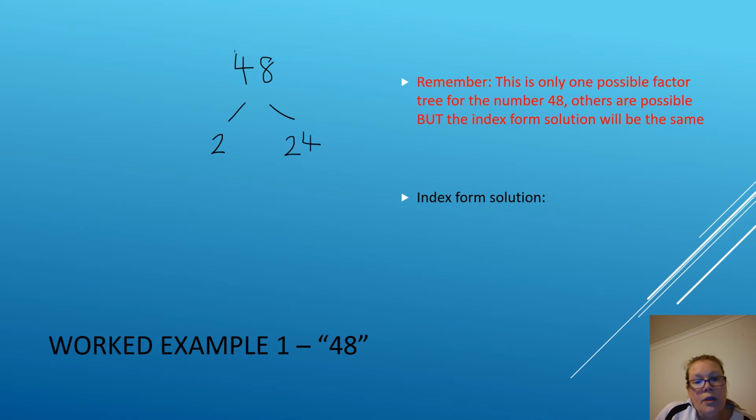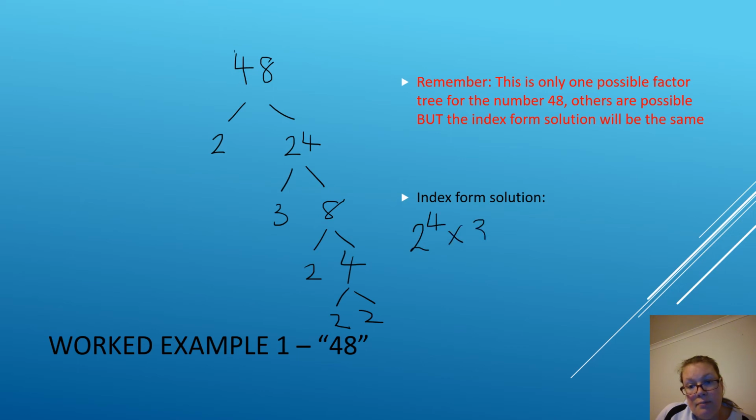24, you could have 3 and 8. Let's do 3 and 8. And then you're going to end up with 2 and 4, and then you're going to end up with 2 and 2. So your index simplification for this one would be 1, 2, 3, 4, so 2 to the power of 4 times 3.